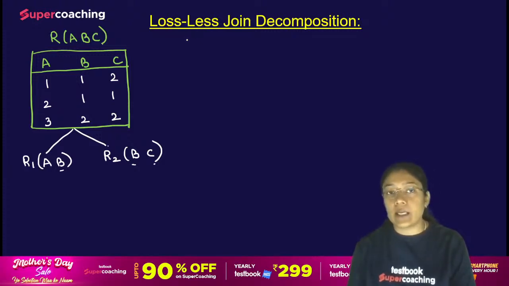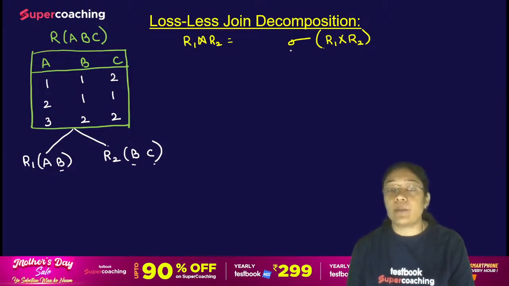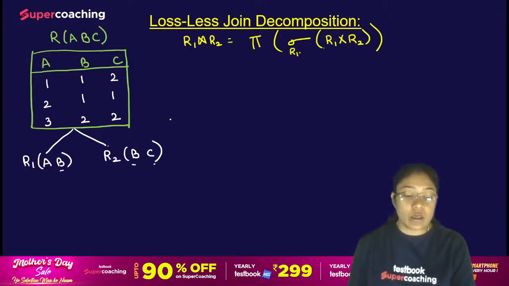Those who are not clear, if I want to perform R1 join R2, how does the join operator work? First of all, we need to take the cross product of R1 and R2. After that, we need to perform the selection. That means here we have to apply the condition where, in a natural join, for whatever common attribute there is, the values should be the same. And after that, we will be projecting the columns, okay, unique columns.